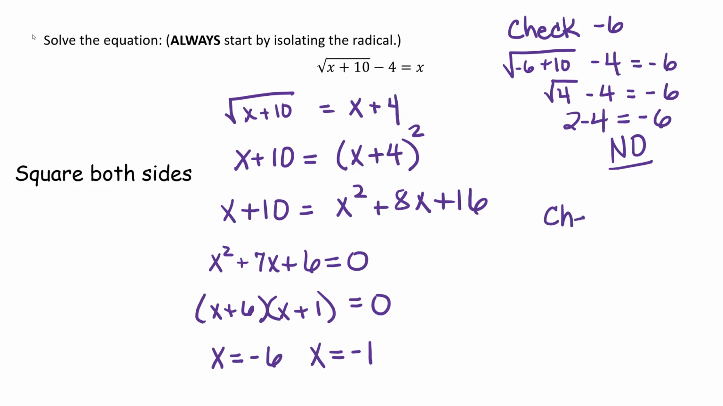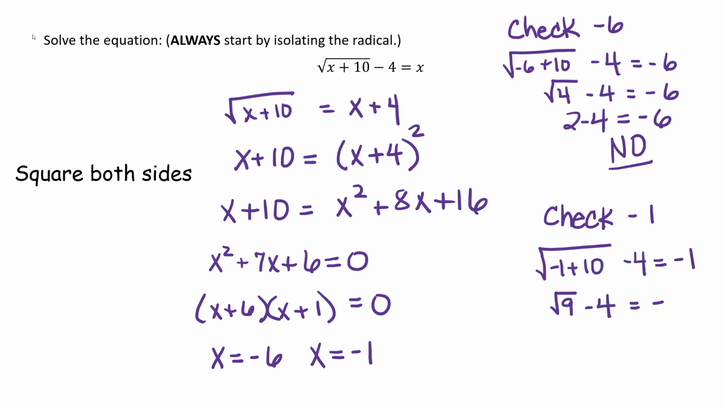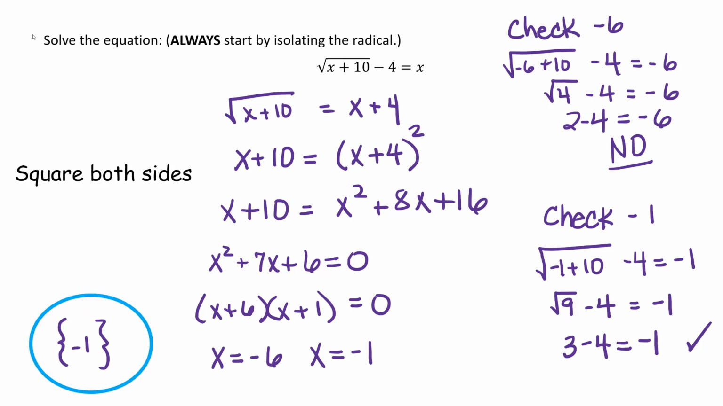If we try -1, we will have the square root of -1 plus 10 minus 4 equals -1, which is the square root of 9 minus 4 is supposed to be -1. 3 minus 4 actually is -1. So yes, that does work. So -1 is the solution. And that would be our solution set. So always, always, always, whenever you square both sides of an equation or cube both sides or anything like that, you might be adding solutions that don't actually work. Make sure you check all your solutions in the original equation.